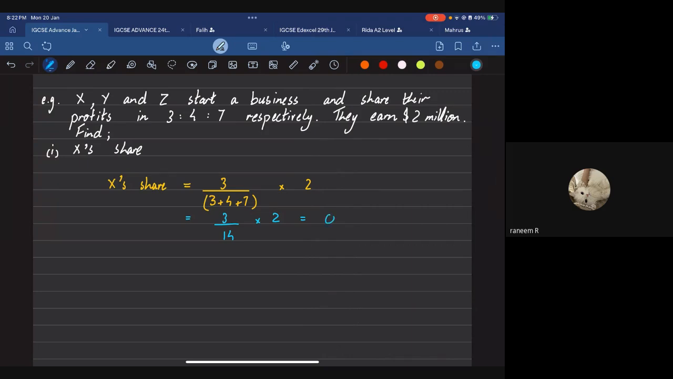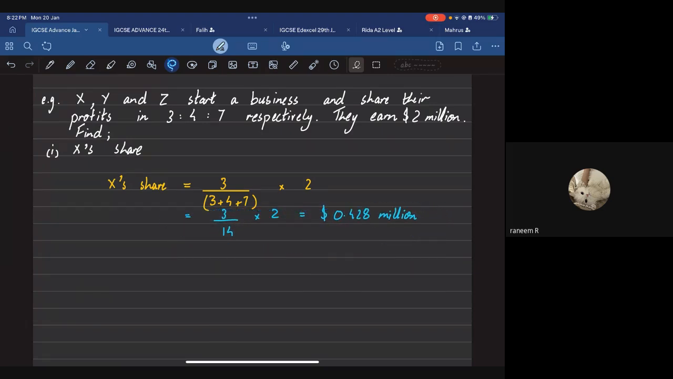0.428. So I can simply say that X receives 0.428 million. All right. Thank you, Ranim. Hopefully everyone else is also getting the same answer. It's a very easy concept. It's not something that's hard at all.